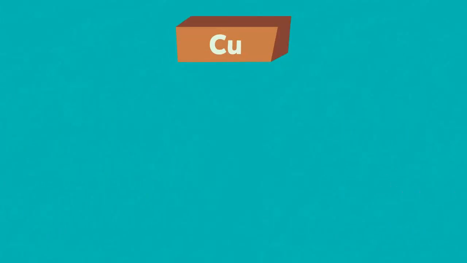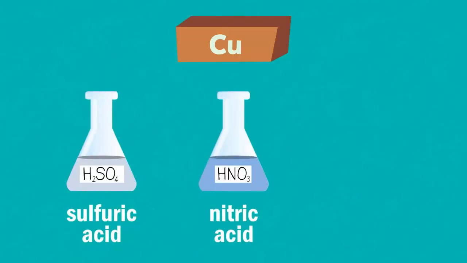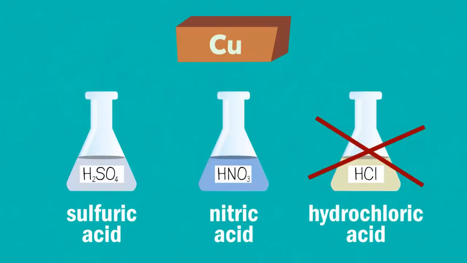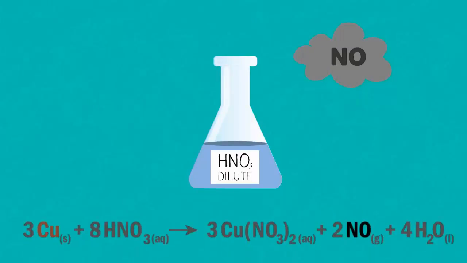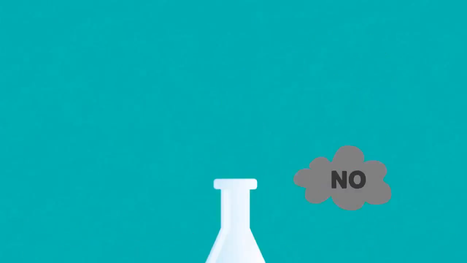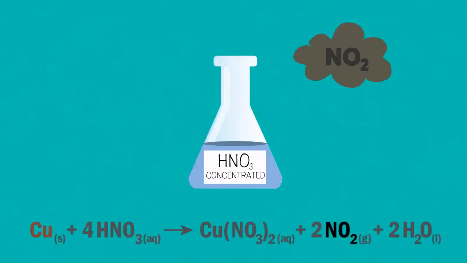There are a couple of possibilities. They include sulfuric acid and nitric acid, but copper doesn't react with hydrochloric acid. Copper will produce nitrogen oxide gas in dilute nitric acid, as shown by this equation, whereas in concentrated nitric acid, nitrogen dioxide is produced, as shown by this equation. However, you should be warned that nitrogen dioxide is toxic.